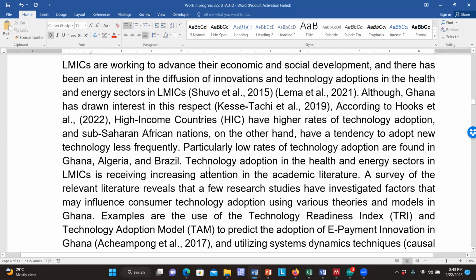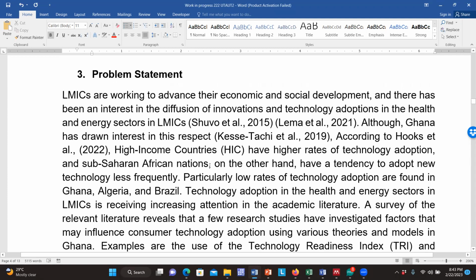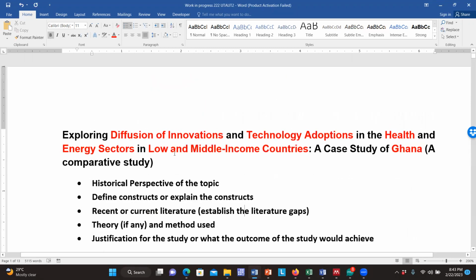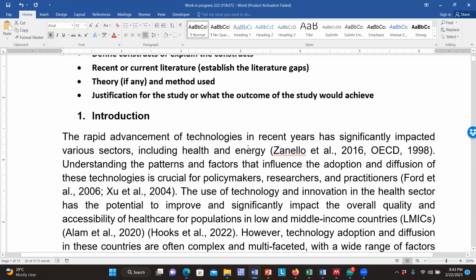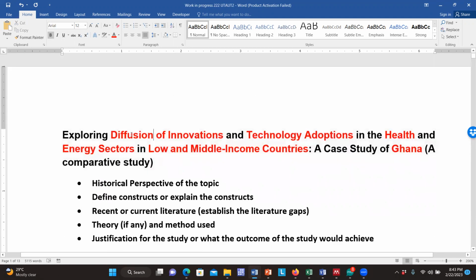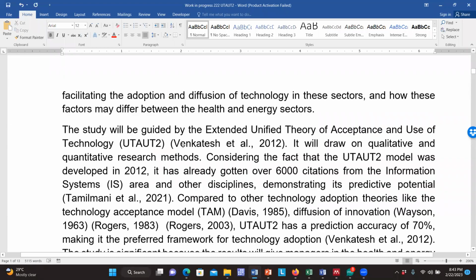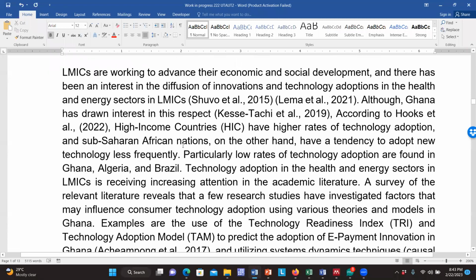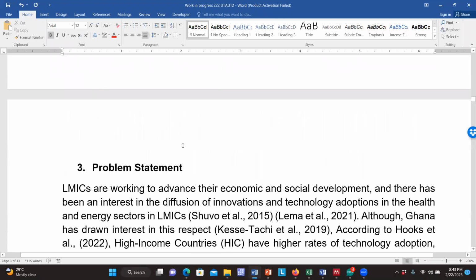in your problem statement. Now, problem statement tells you the story of the study. In fact, it gives a better and extensive explanation of the topic and the key areas you want to discuss. So, for instance, in the problem statement, extensively, you are going to talk about diffusion, current studies that have been done using diffusion, technology adoptions in the health sector, the energy sector. You're going to talk about the middle income country. I tell people that the problem statement should be longer and more extensive than the topic.